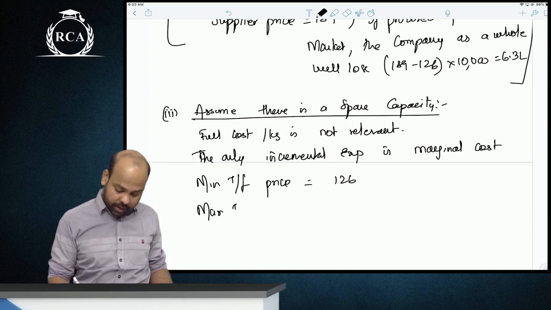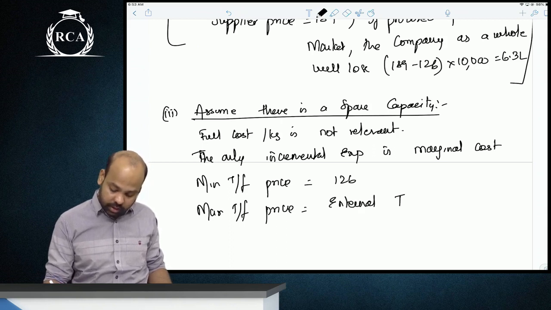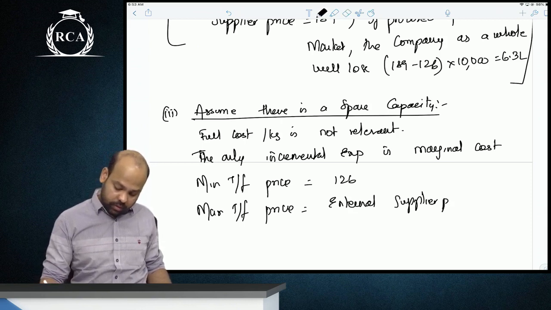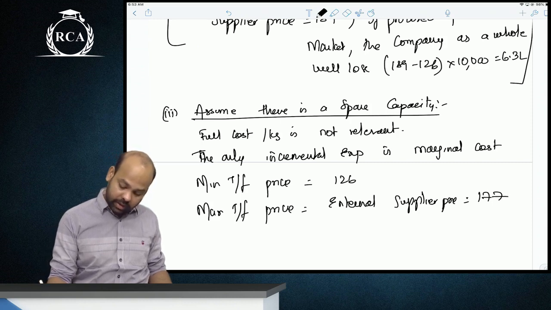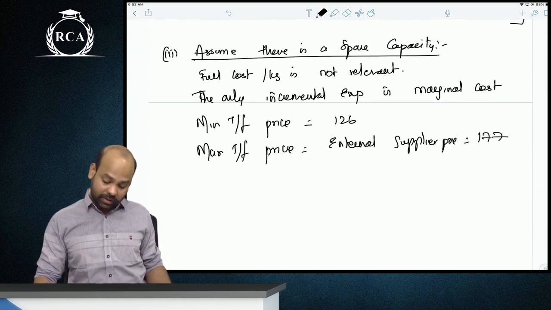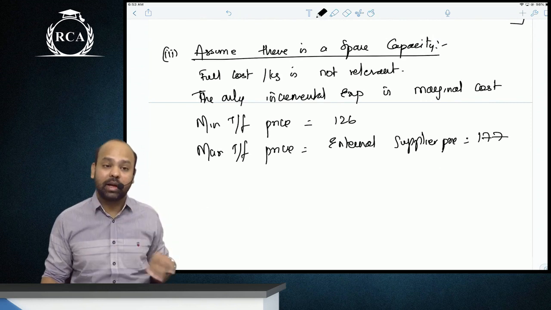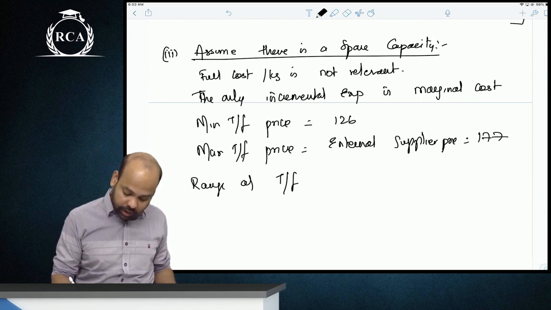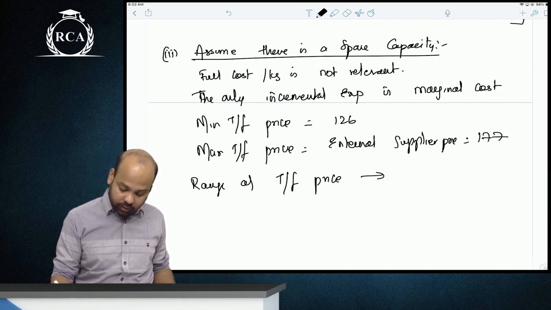Maximum transfer price would be the external supplier price, and that is 177. 177 is your maximum transfer price. Is that understood? Yes, sir. So here transfers should happen, and the range of transfer price should be 126 to 177. Transfers should happen.